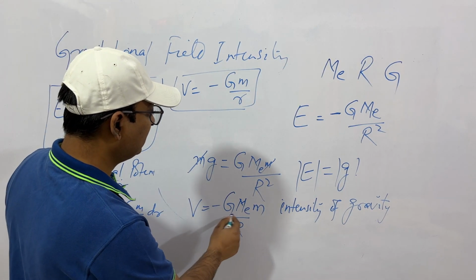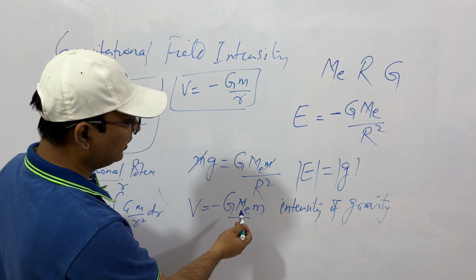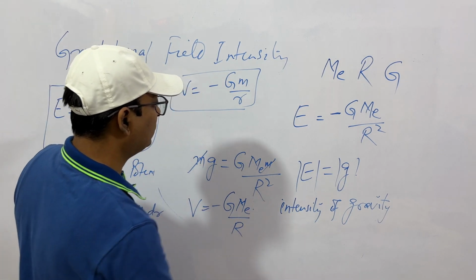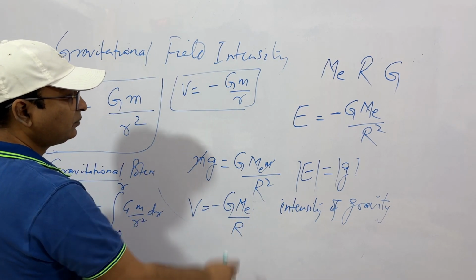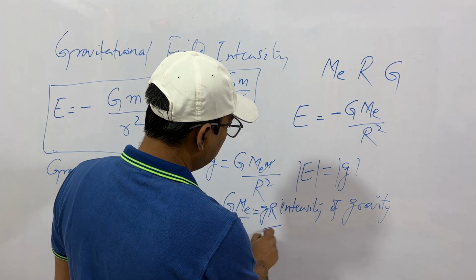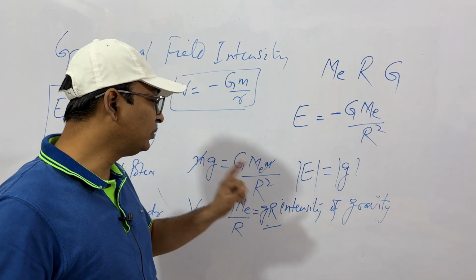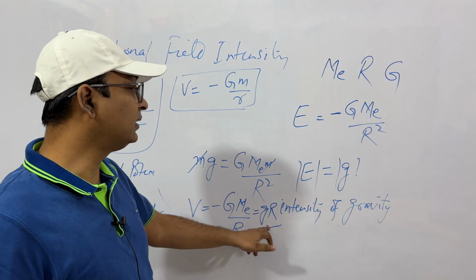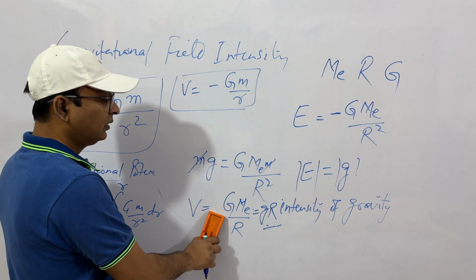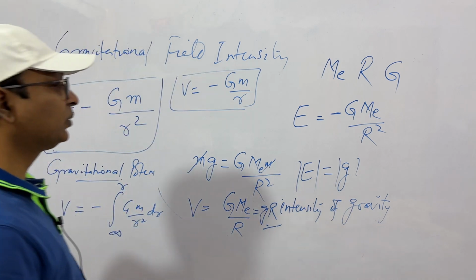Now you can see this. If you multiply it, this is what? G Me by r. This is gr. Clear? This is gr. So if you take this out, what will this be? This will be gr. So the gravitational potential possessed by a unit mass at the Earth's surface is gr. E is g and V is gr. Minus is for explaining that it is attractive. Okay, clear? So you should keep these two expressions also in mind.